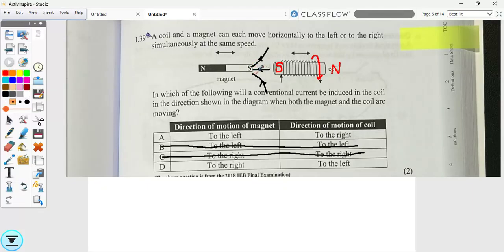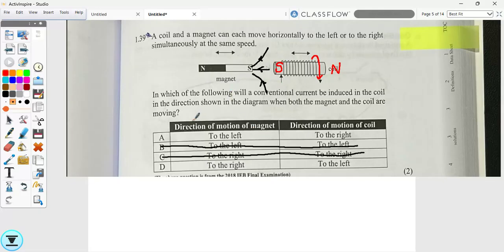So if I want them to repel each other, what would the change be? Would they be moving towards each other or away from each other? Remember, you are opposing the change in flux. So you must be pushing them towards each other so that the reaction could be pushing them away from each other.